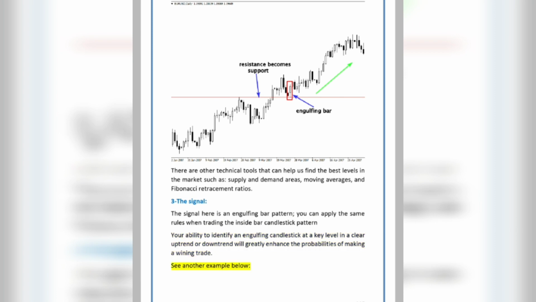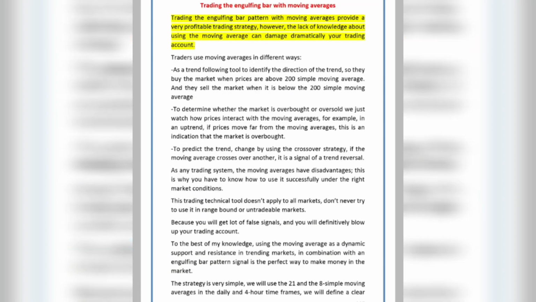See another example below, trading the engulfing bar with moving averages. Trading the engulfing bar pattern with moving averages provides a very profitable trading strategy. However, the lack of knowledge about using the moving average can dramatically damage your trading account. Traders use moving averages in different ways.